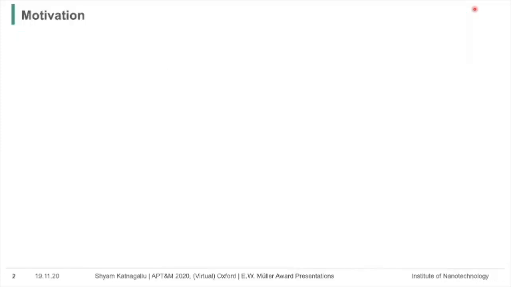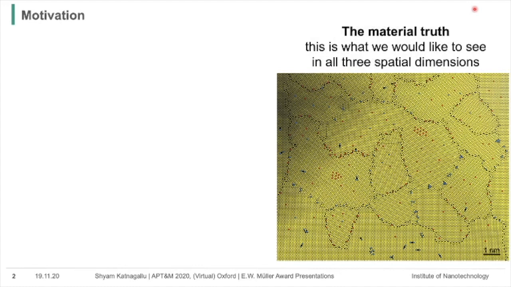So the motivation for my talk stems from any materials engineer's brain. That is, you want to know the material's truth, which is basically knowing the atomic architecture in all three dimensions. And this is especially more relevant for materials which are crystalline because most of the engineering materials are crystalline, especially metals and alloys. And in these metals and alloys, the atomic architecture majorly is governed by defects.